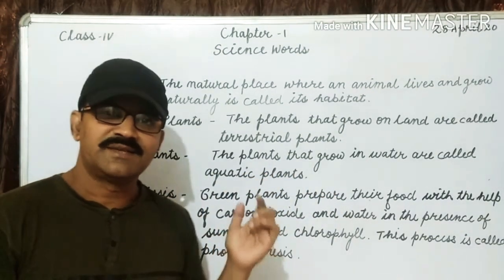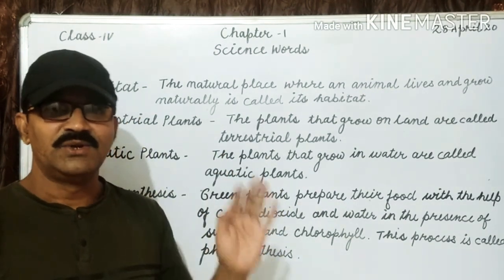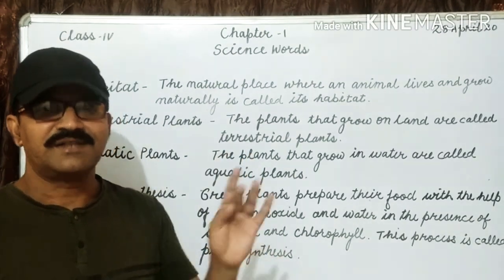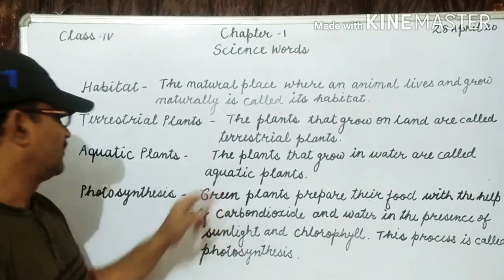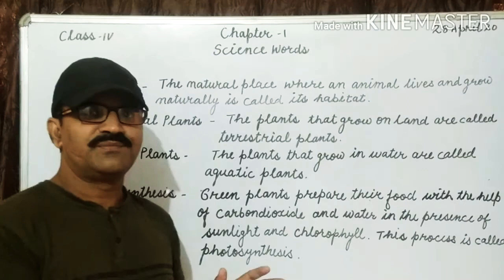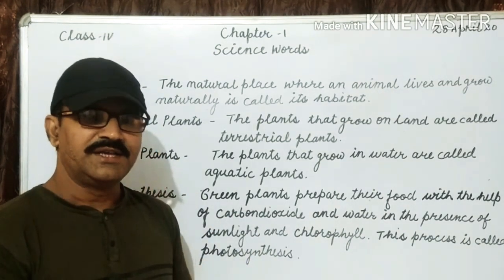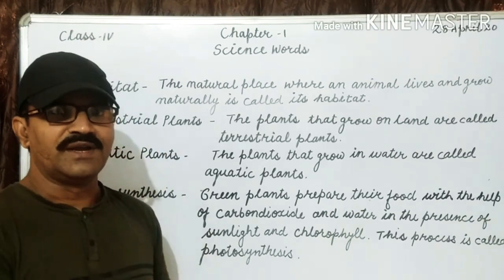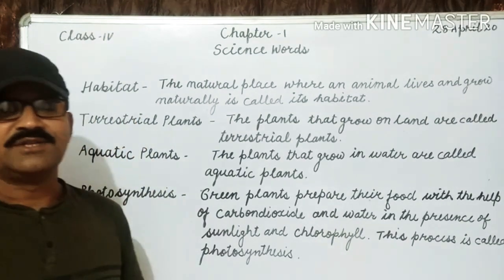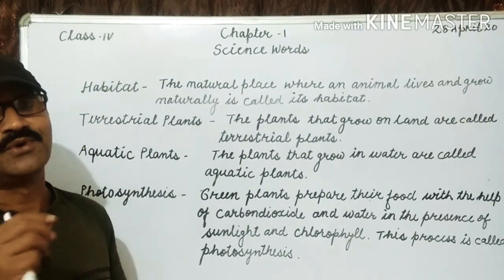Can you tell me some examples of the aquatic plants? These are the water lily, lotus, duckweed, pondweed, water hyacinth. These are examples of aquatic plants. And now photosynthesis. Green plants prepare their food with the help of carbon dioxide and water in the presence of sunlight and chlorophyll. In this process, oxygen is released. This oxygen is used for respiration for the living organisms.